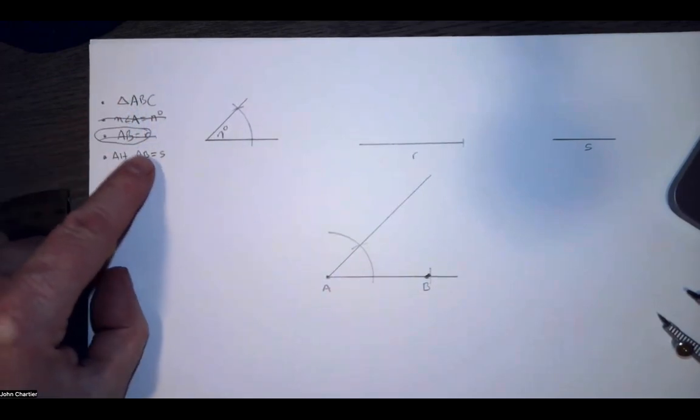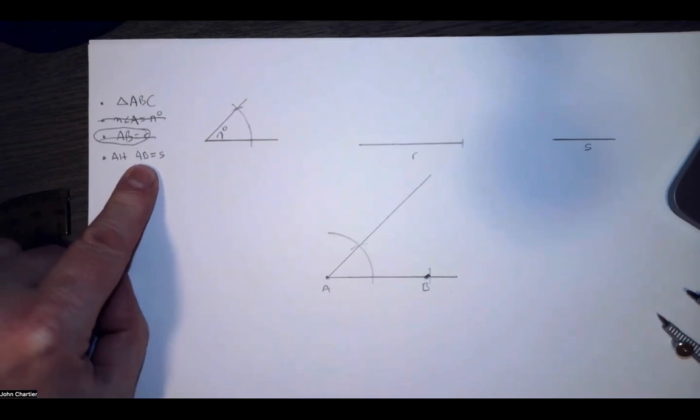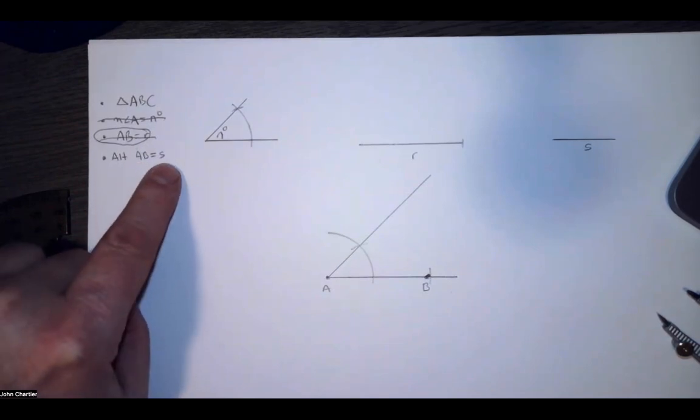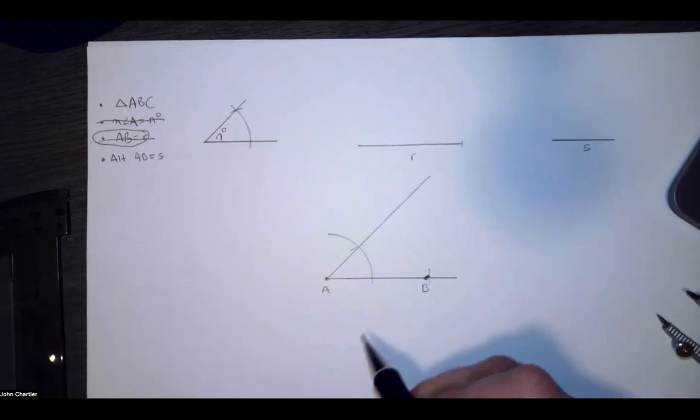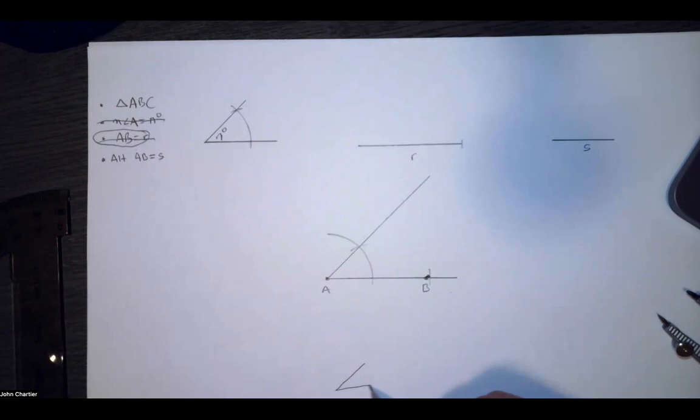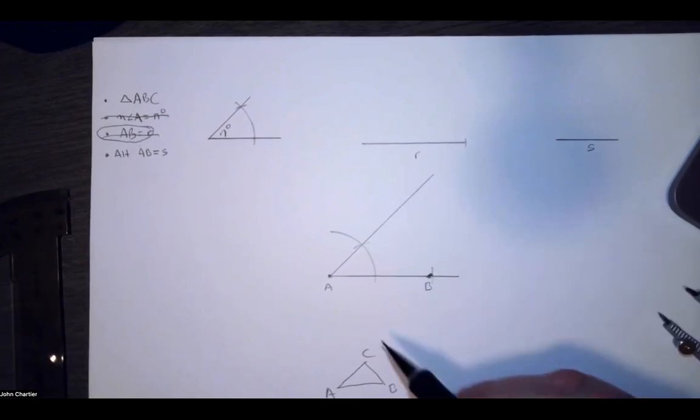So I really only have one other condition, and that is the altitude to AB has to be of length S. And let me see if I can demonstrate the problem right here. So I'm just going to draw a generic triangle ABC, right? So same basic one I'm making right there. I don't know where C is up here.